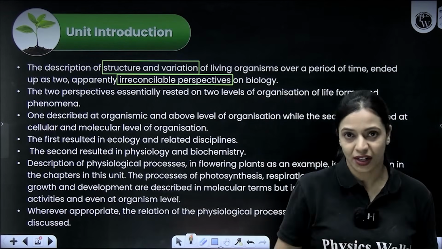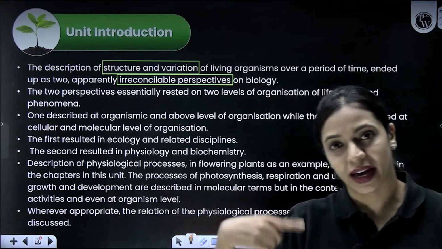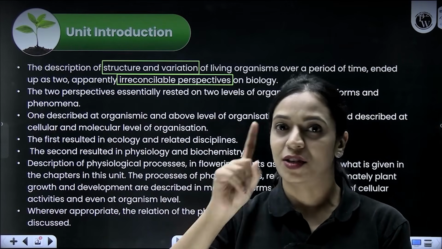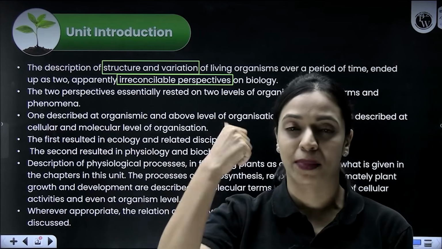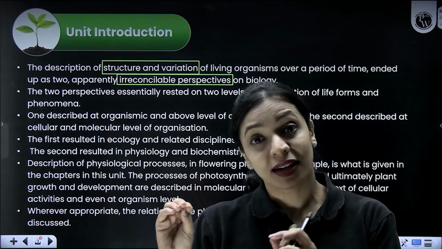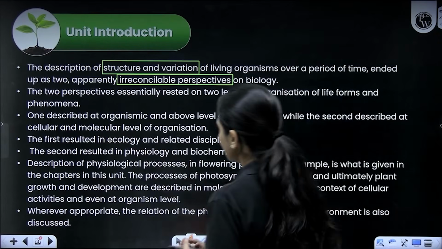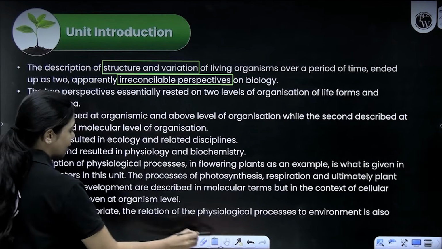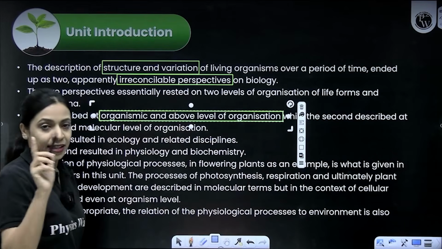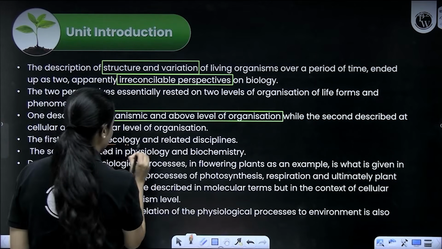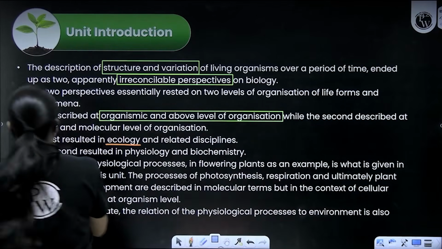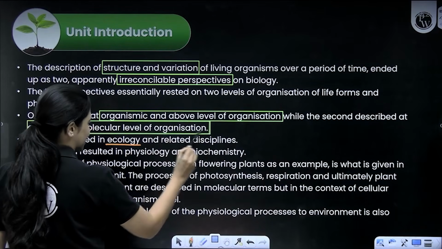So what they're trying to say here is, beyond the organism level and above, which means organism, population, community, ecosystem, biome, biosphere, all of these together will be studied under ecology. So one is described at organism level and above. That is our ecology. The second branch is the cellular and molecular level of organisms.